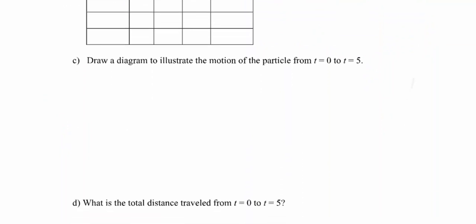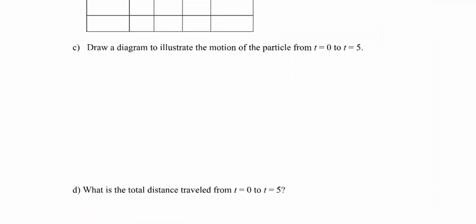Draw a diagram to illustrate the motion of the particle from 0 to 5. Okay, so let's do a rough sketch. This will be distance against time still. It'll be helpful to draw in our numbers here for 1 and 3, because we know this is where our graph is either going to come to a peak or come to a minimum.